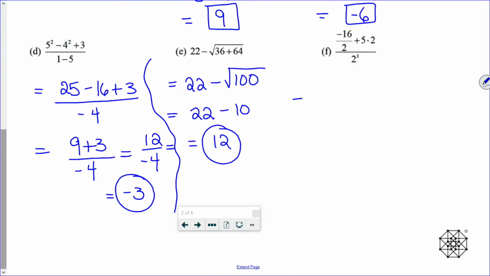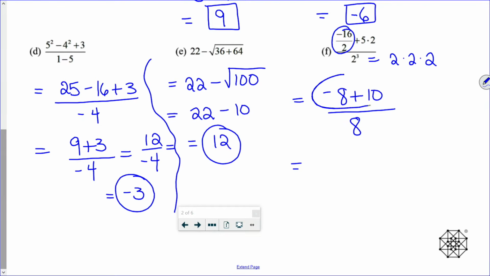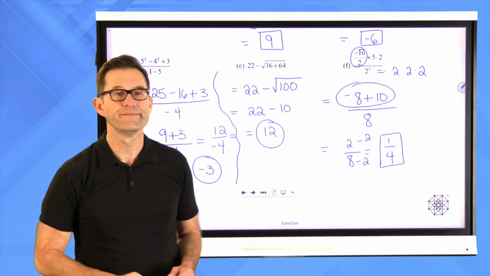All right, in the numerator, I can do that division and multiplication. Negative 16 divided by 2 is going to be negative 8. 5 times 2 is 10. Now I can do the exponent in the denominator. 2 to the third, remember, is 2 times 2 times 2, and that's equal to 8. I can now simplify the numerator. Negative 8 plus 10 is a positive 2. And 2/8, of course, I can simplify this fraction by dividing the numerator and denominator by 2. And I find the final answer there is 1/4.